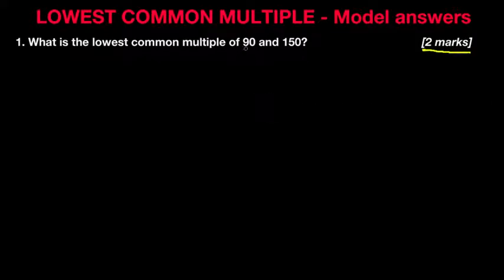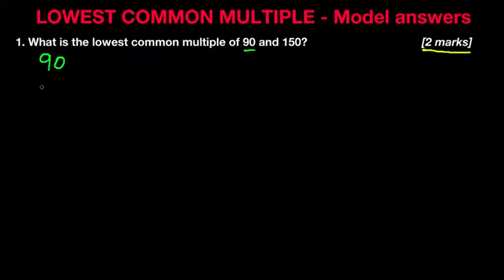So let's begin with the first number, 90. And the way we're going to do this is by using the factor tree to work out the prime factors, and then from there work out the lowest common multiple. Let's go through this.